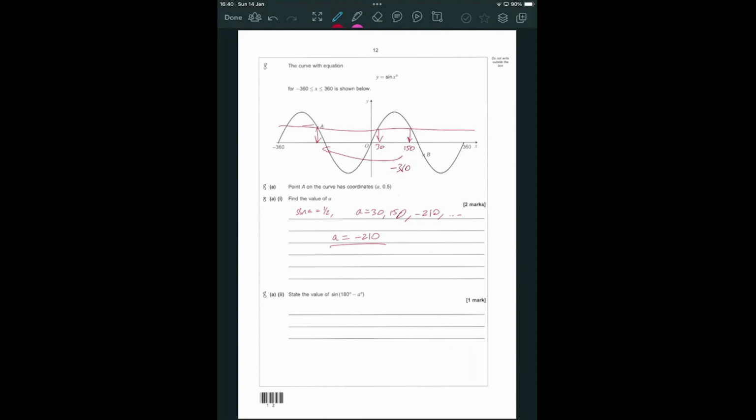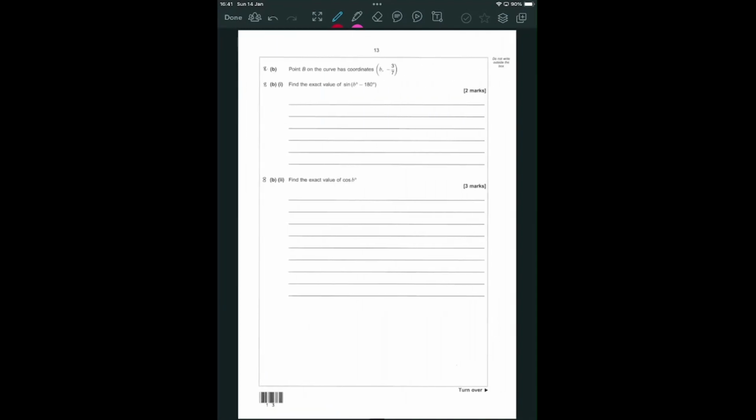State the value of sine of 180 minus that A. Well, that would be sine of 390, which is the same as sine of 30 by subtracting off 360. Well, that's the same again. That's going to be a half again. And you could have used the symmetry. This 180 minus A is the go-to for converting sine angles. So it's exactly the same output.